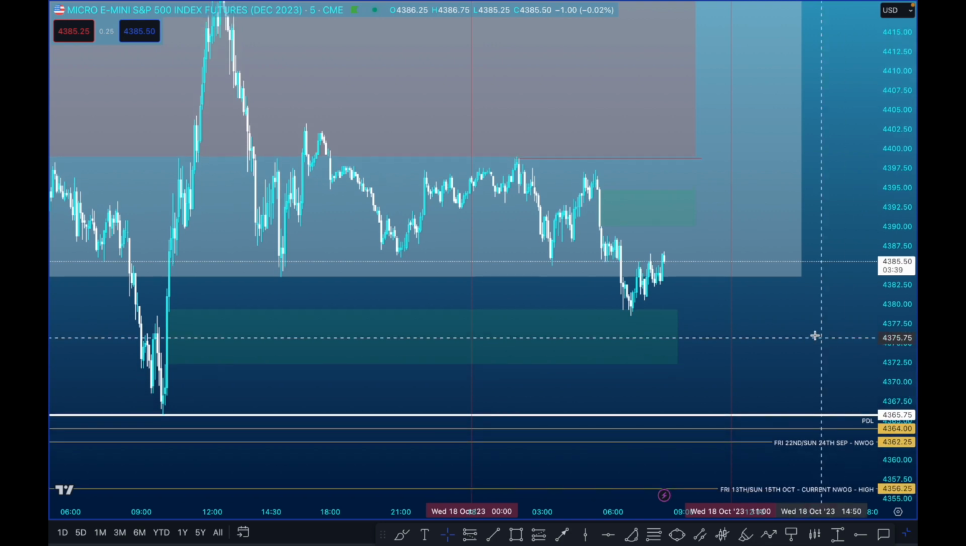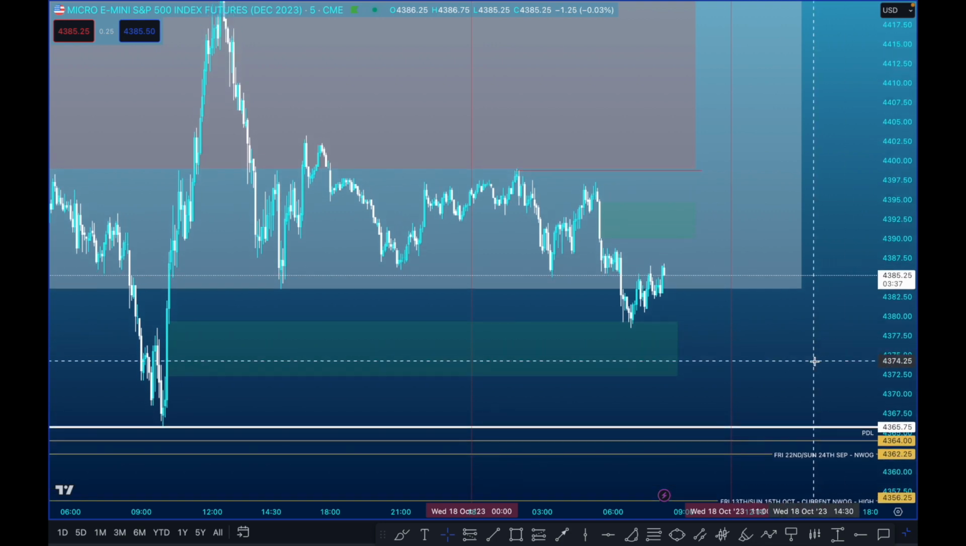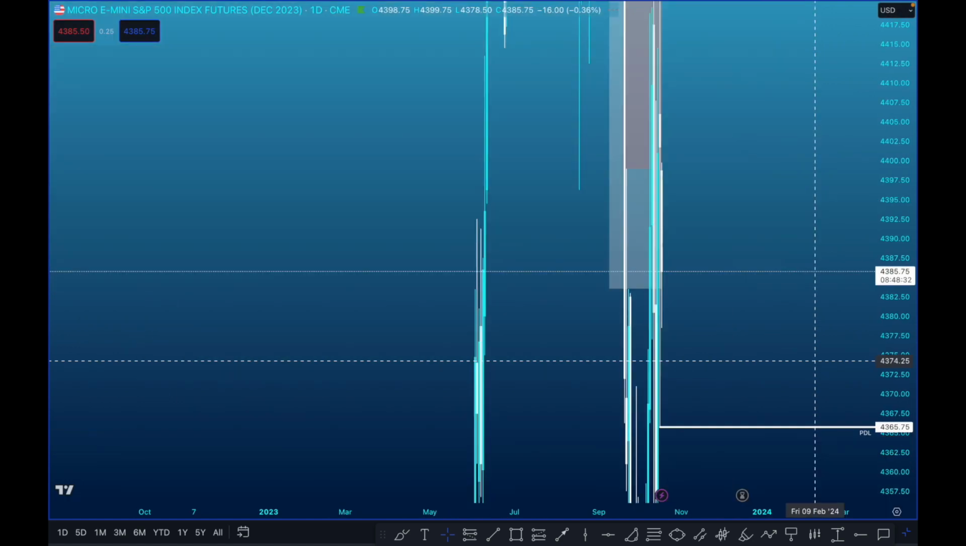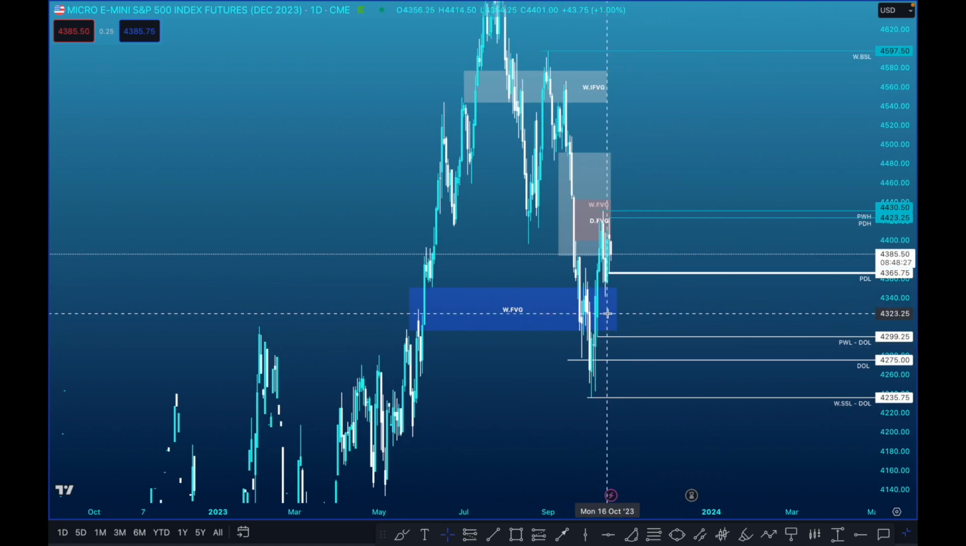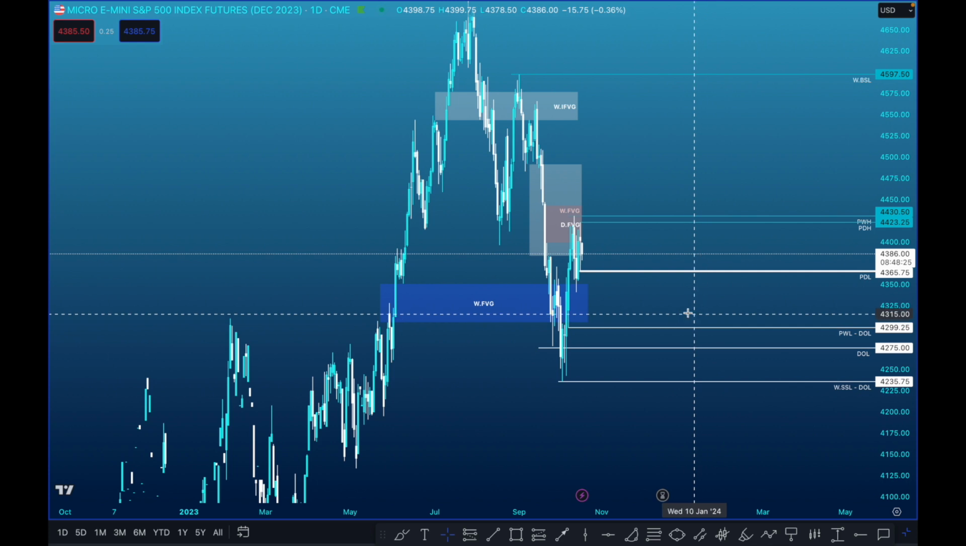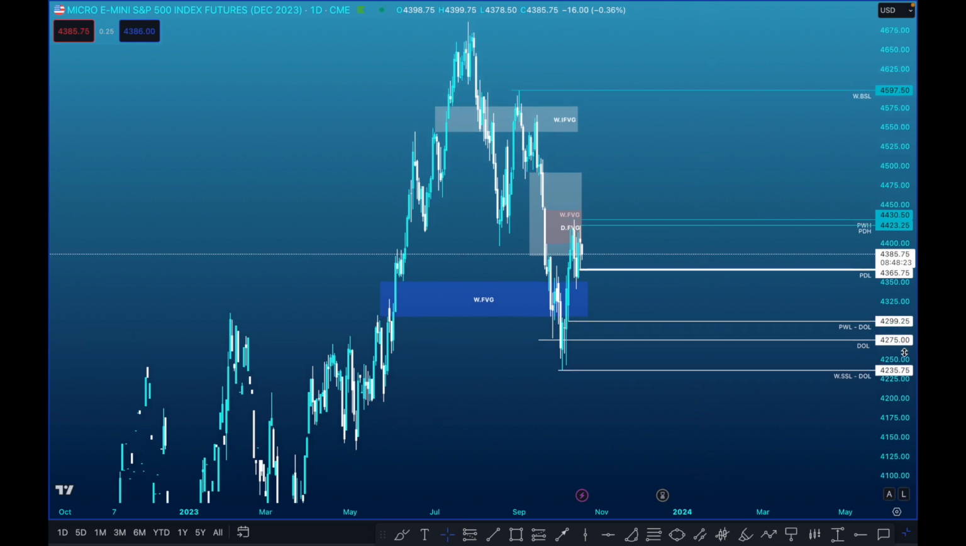I hope this was helpful going into the rest of the week and the following weeks. Remember those higher time frame draws on liquidity, and then take it from there. Hope this helps.